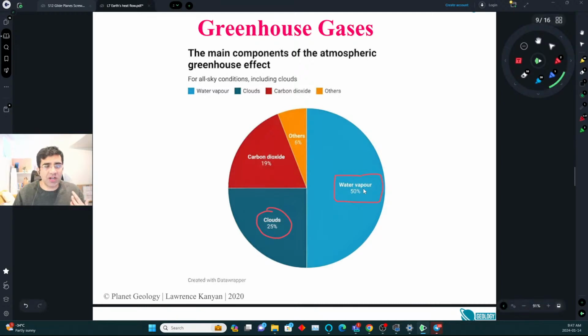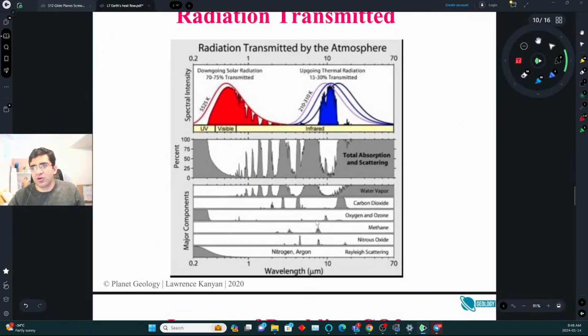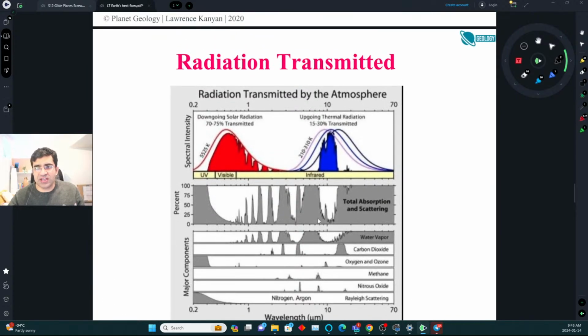Now these are not anthropogenic. Carbon dioxide is emitted by humans, so it will be considered anthropogenic, although human activities affect the water cycle as well. But carbon dioxide contributes less than 20% to the overall greenhouse effect. And then there are other gases also, such as ozone, nitrous oxides, etc., which also contribute to the greenhouse effect of the Earth. So why does this greenhouse gas effect occur?